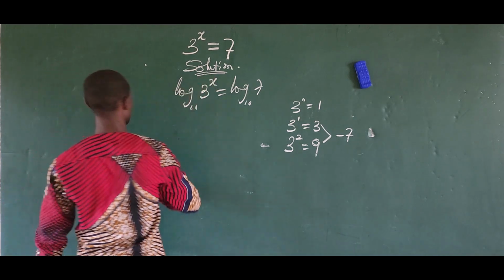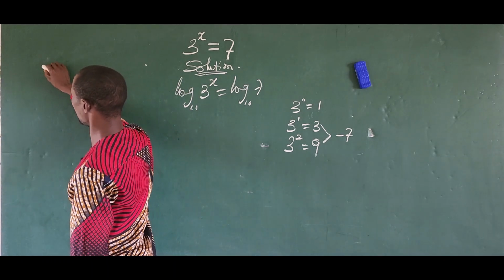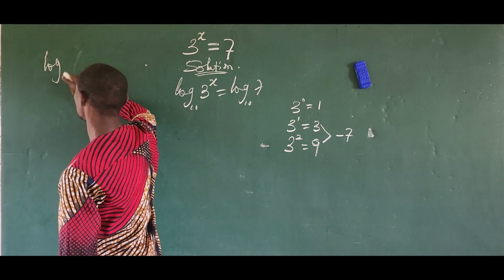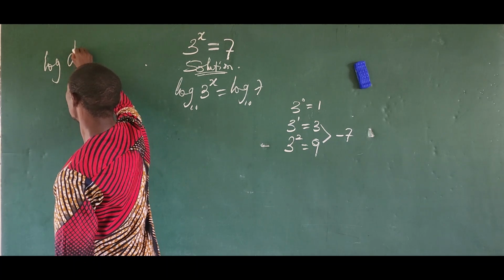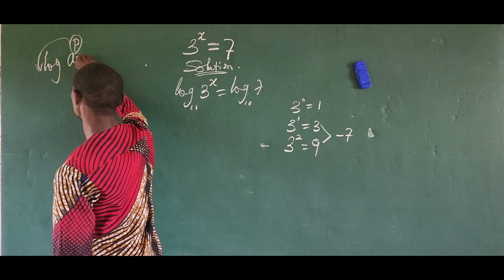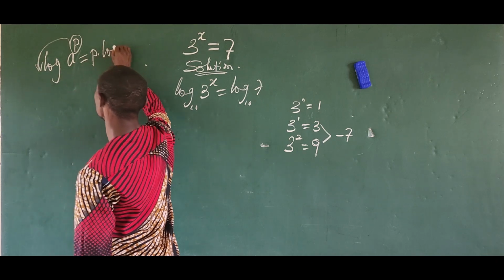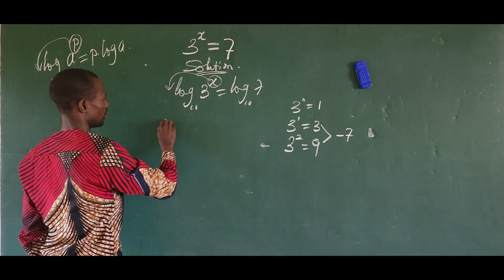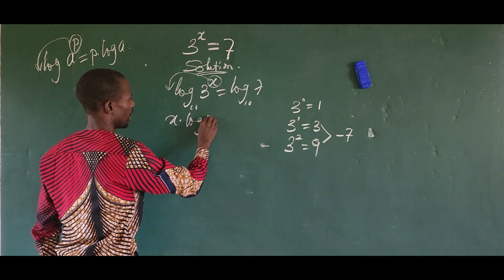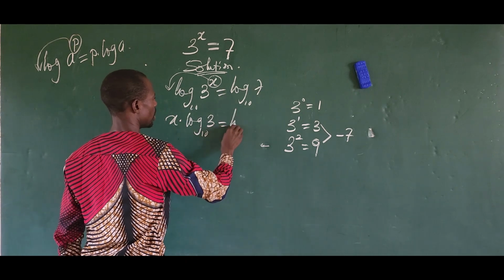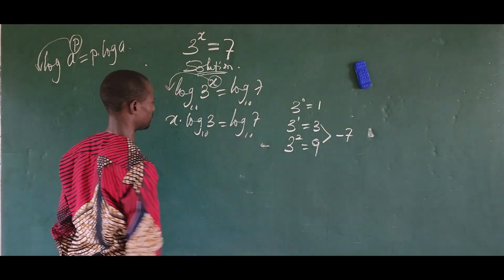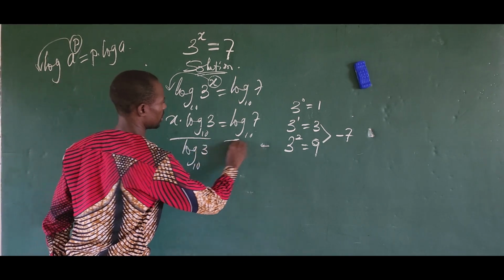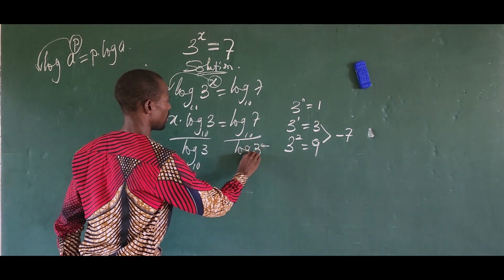So from here we apply the law of logarithm, which says that if you have log a to the power of p, you move the power this way to give us p times log a. So we are moving this x back here to give us x times log 3 base 10 equals log 7 base 10. So we divide by log 3 base 10, equally dividing this side by log 3 base 10.